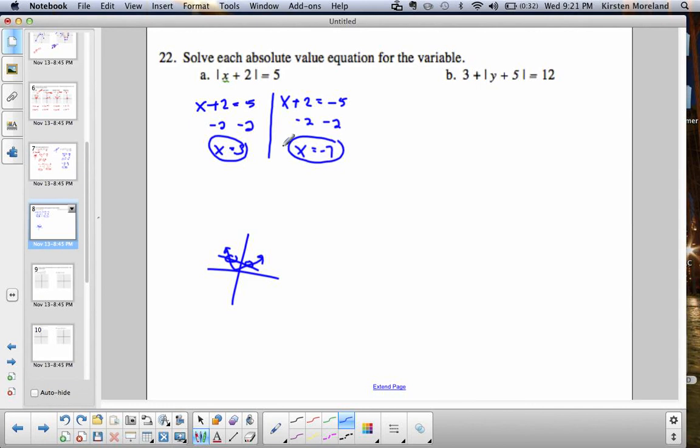And again, you should always plug these back in to see if they work. So 3 plus 2 is 5. Absolute value of 5 is 5. Negative 7 plus 2 is negative 5. The absolute value of negative 5 is positive 5. So I got this right.